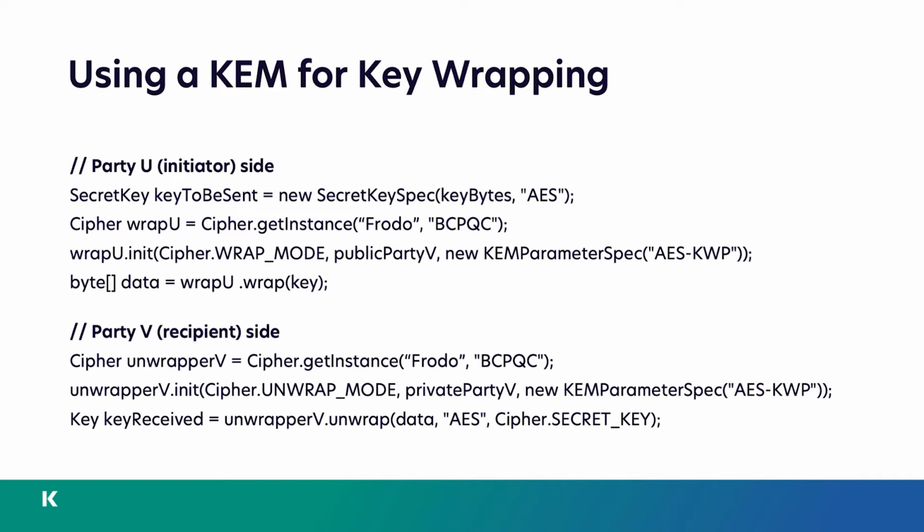On the party V recipient side, we follow the same procedure in reverse. We provide a private key and the KEM parameter spec to tell the cipher what wrapping algorithm was used, and then we just call unwrap to get back the AES key that we passed on earlier when we used wrap on the party U side.